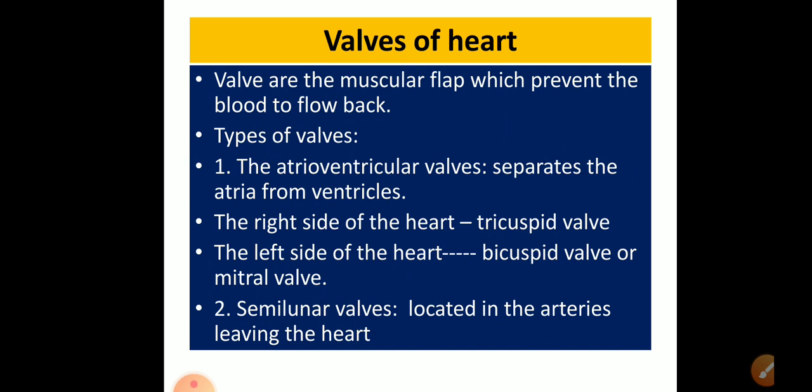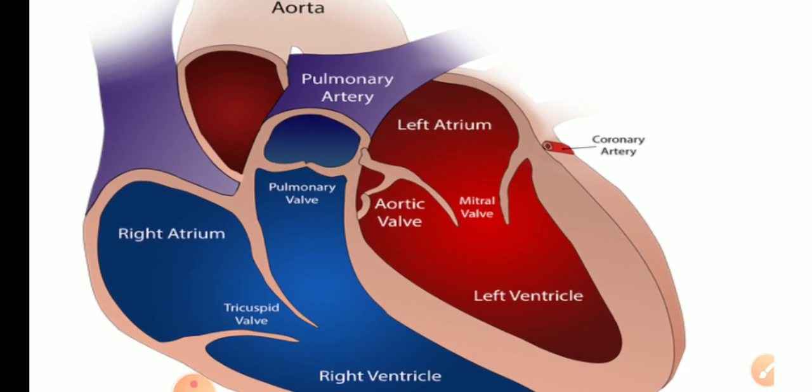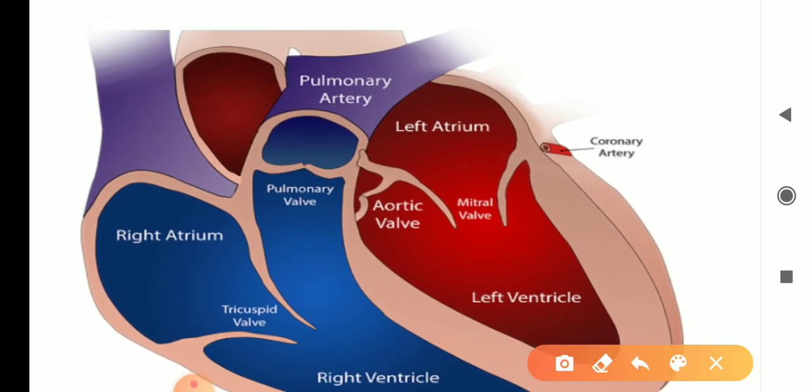I can show you with the help of the diagram. Now see this diagram. In the right side of the heart, it is the tricuspid valve, having three flaps. And in the left side of the heart, between the left atrium and left ventricle, this is called the bicuspid valve or mitral valve.